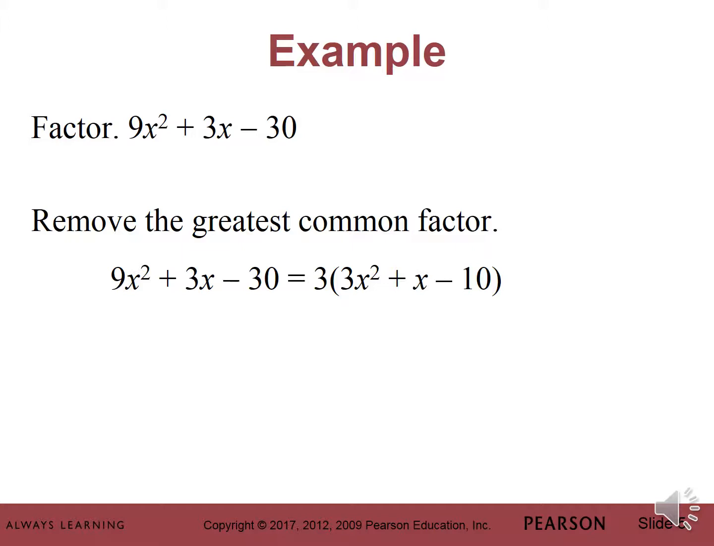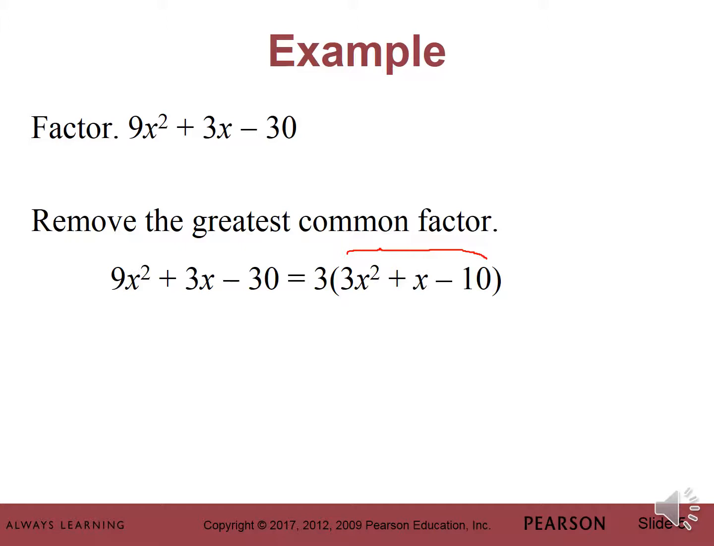Now we're going to use what Toby calls the grouping number method, also known as the grouping method, also known as the AC method, also known as the British method, also known as the gross product method, for factoring that trinomial. They're all the same method.